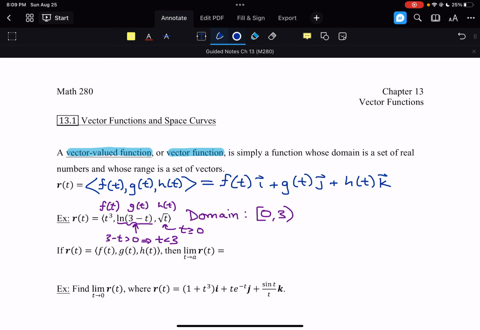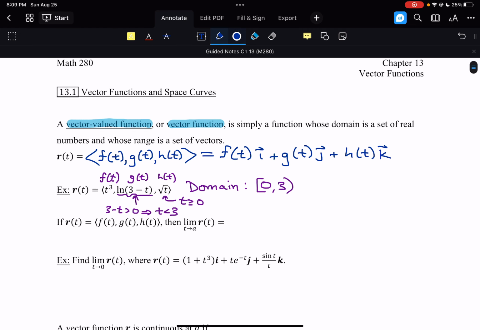When it comes to working with vector functions, they very much behave like we would want them to. So we're going to just kind of dip our toe a little bit into the calculus aspect of things here. So if we wanted to take the limit of a vector-valued function of f of t, g of t, h of t, as t approaches a, all we would need to do is exactly what we would want to do. Take the limit of each component separately. So we get limit as t approaches a of f of t, limit as t approaches a of g of t, and limit as t approaches a of h of t.